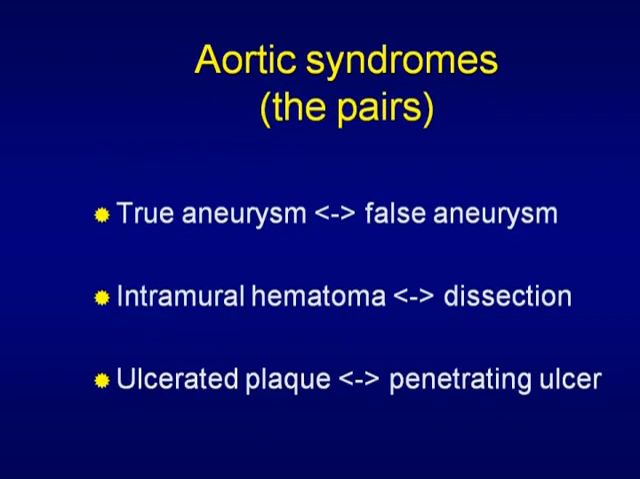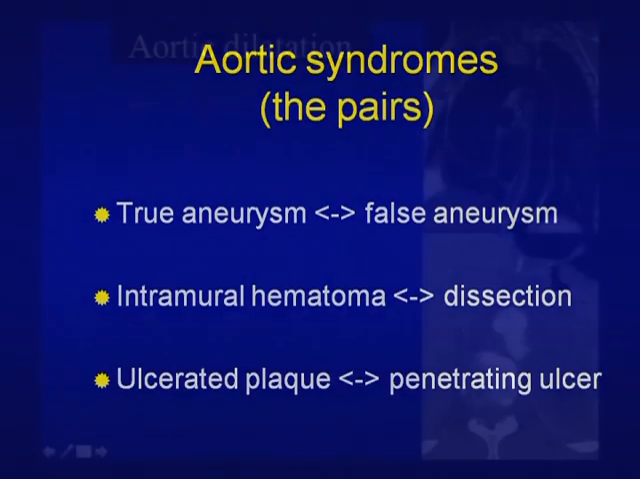Okay, so let's talk about acute aortic syndromes and aortic abnormalities. I think of these in pairs. One is the aneurysms, true and false aneurysms. Second pair is intramural hematoma and dissection. And the third is ulcerated plaque and penetrating ulcer. And I'll tell you why I think of these together.